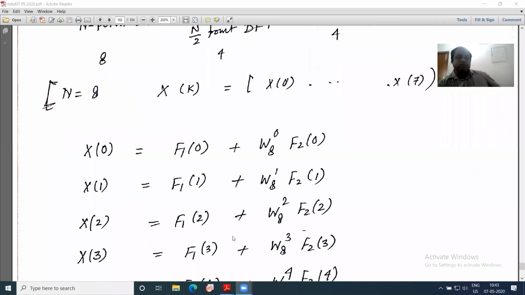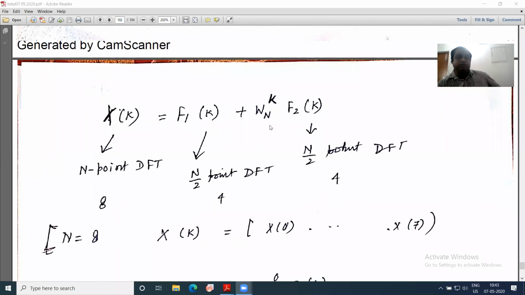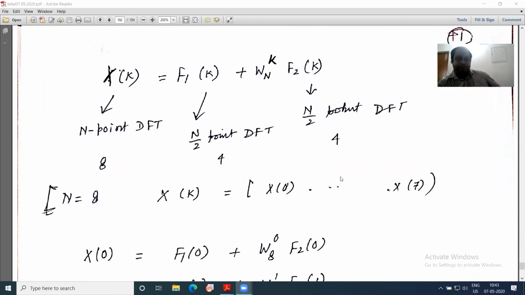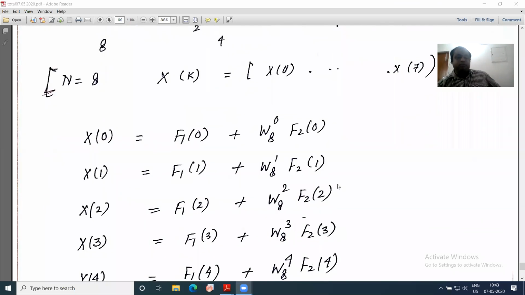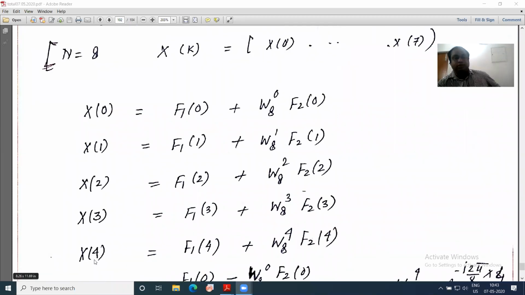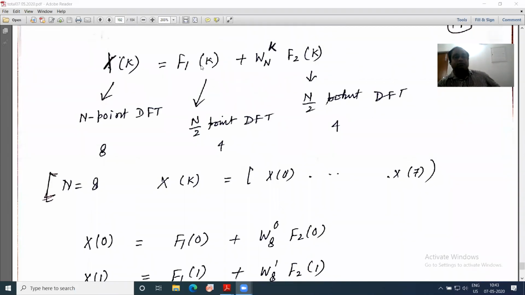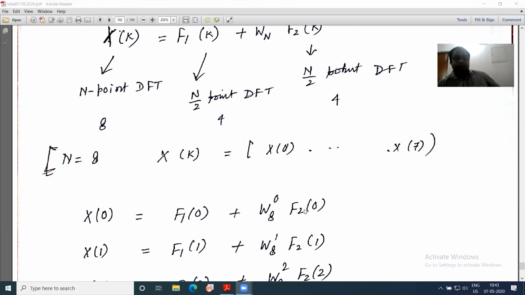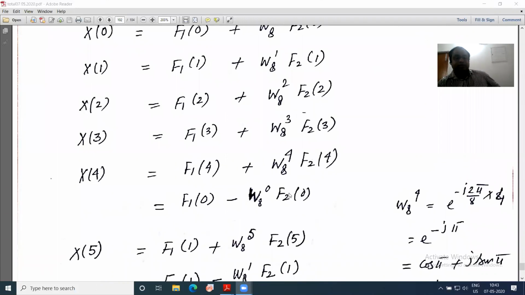If I write X of 3, that will be equal to F1 of 3 plus W_8^3 F2 of 3, like that. Like that, if you compute X of 4, X of 4 means F1 of 4 plus W_8^4 F2 of 4. If I write k equal to 4 here, then X of 4 equals F1 of 4 plus W_N^4 F2 of 4, then W_8^4.